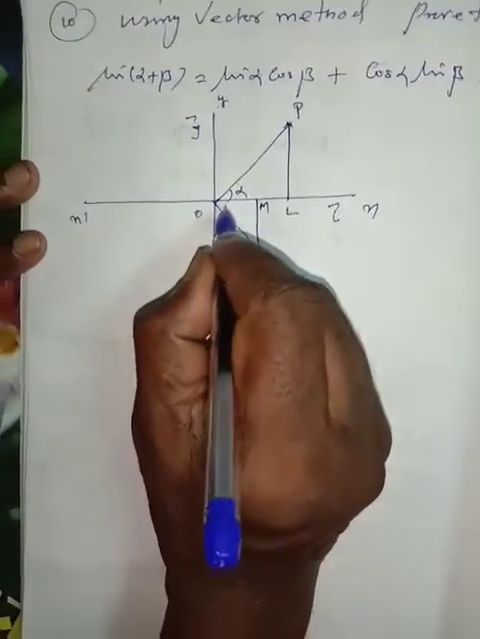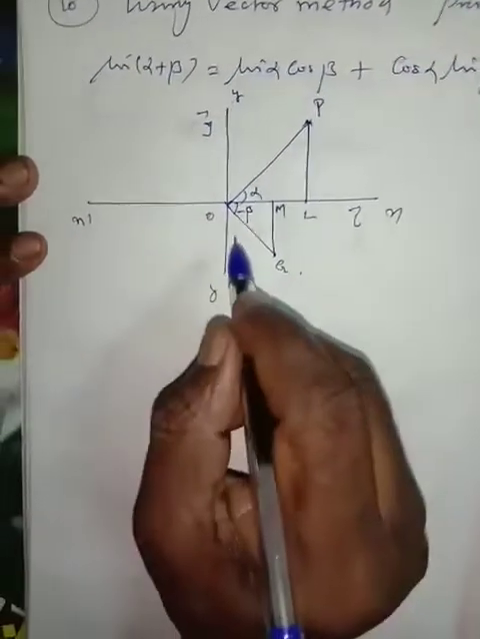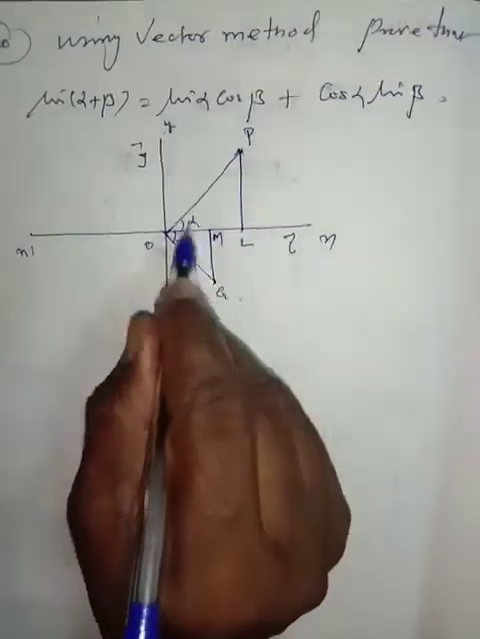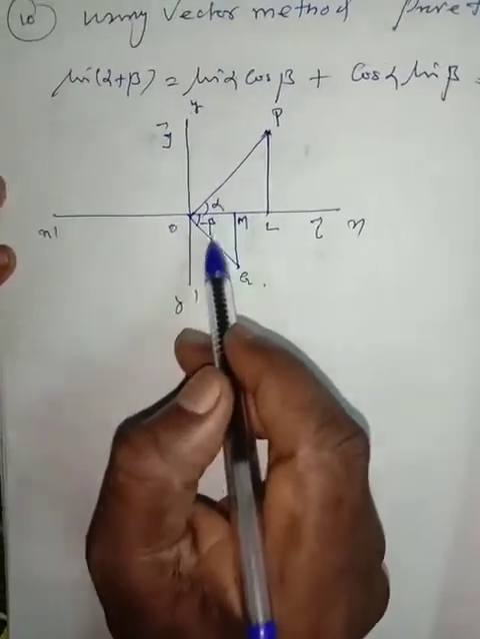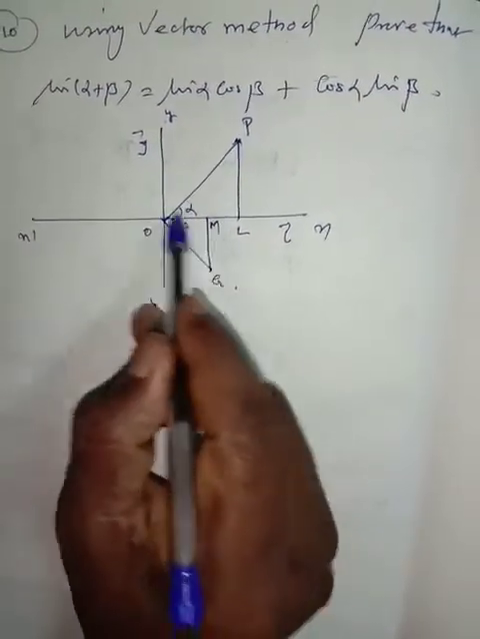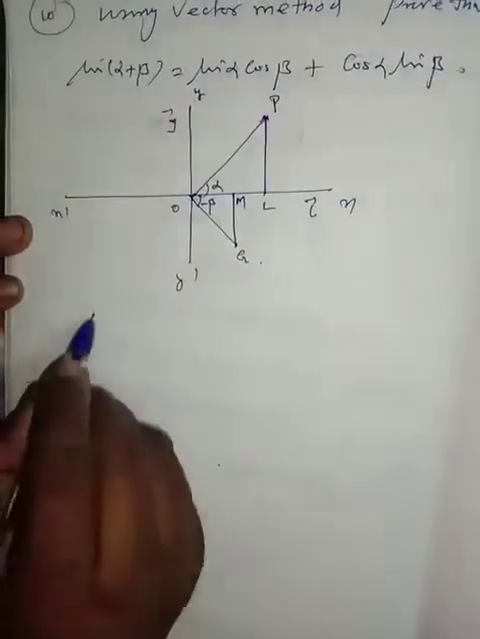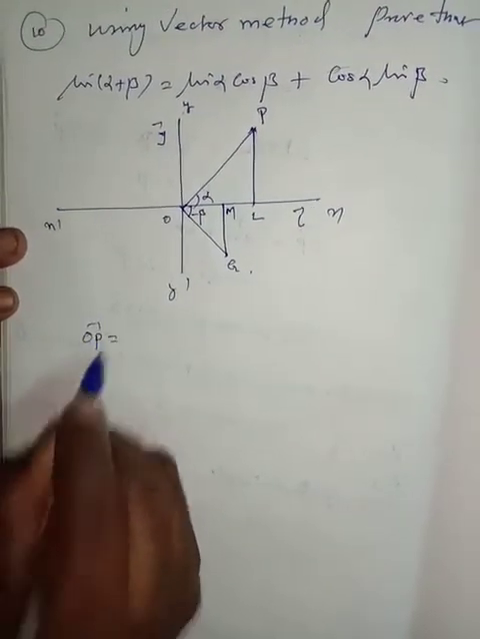XOQ is minus beta. Adding these two, we get alpha minus beta. Now we have to consider the angle as positive. Therefore, the OP vector is equal to the OL vector plus the LP vector.